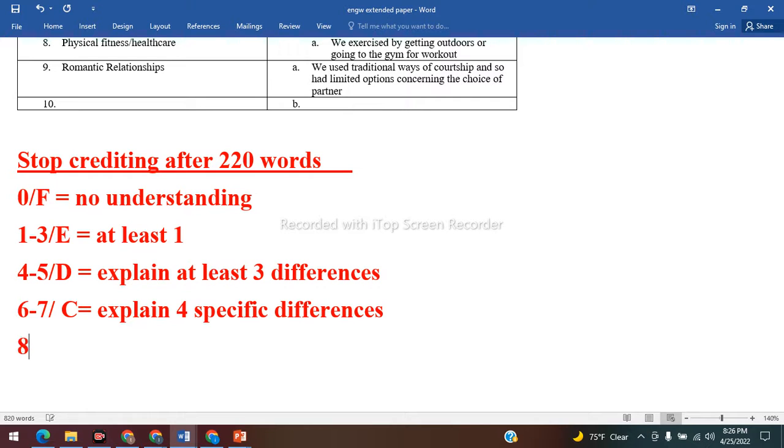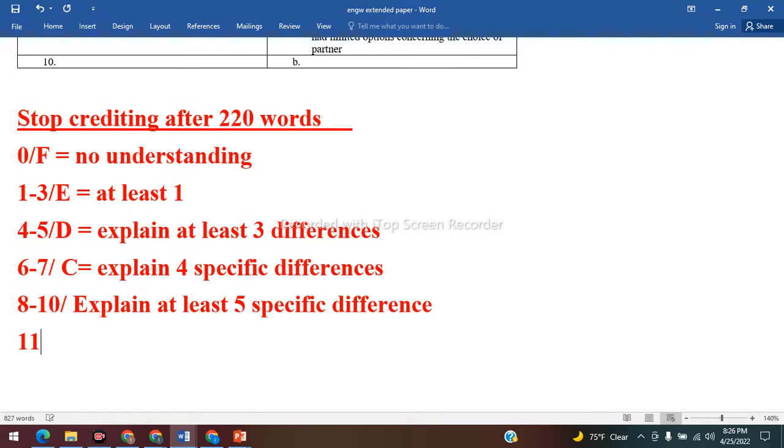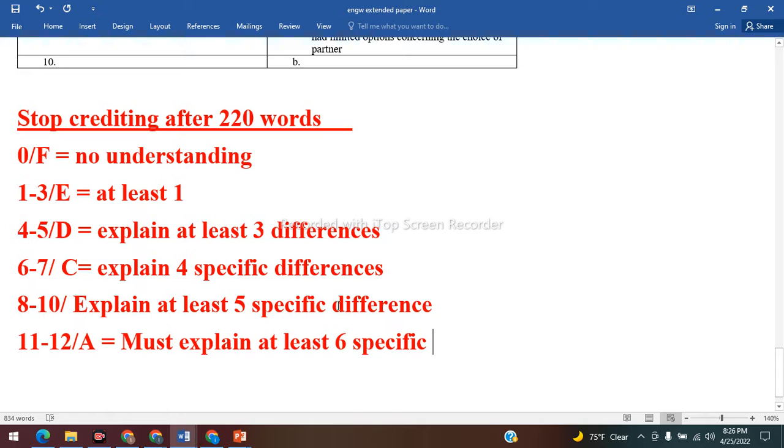So if you get 8 to 10, that's if you explain at least five specific differences. You explain it well. And then I'm only going to write the details for 11 to 12 because that's the one I want y'all to get. So for 11 and 12, this is what this one should do. Must explain at least six specific differences. So 8 to 10? Yeah, explain at least five.